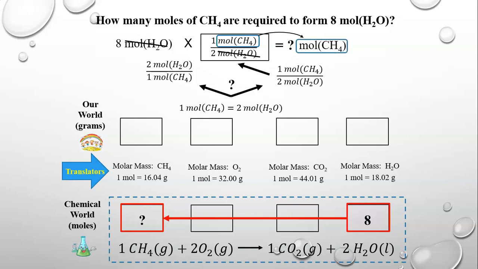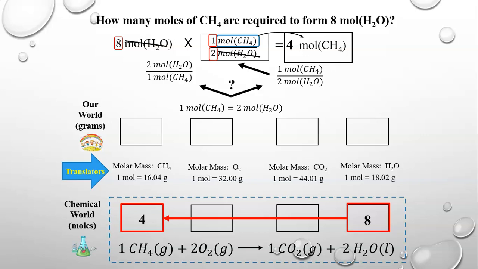So you have 8 times 1 on the top. Everything on the top you multiply, divided by everything on the bottom. 8 times 1 divided by 2, and that equals 4. So you have 4 moles of CH4, and you can go ahead and put that down in the box at the bottom if you would like.